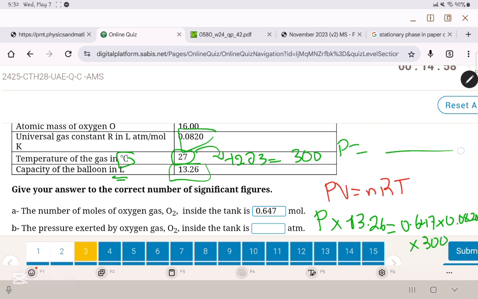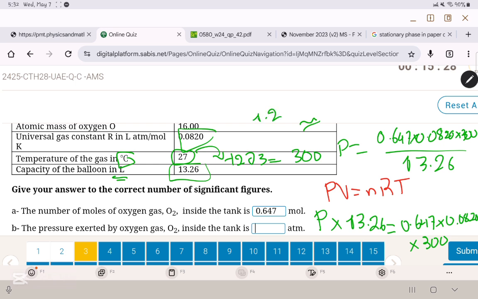So now the pressure is equal to what? It's equal to 0.647 times 0.0820 times 300 over 13.26. Let us put it together on the calculator: 0.0820 times 300 over 13.26. It will give you an answer which is approximately, to 2 significant figures, 1.2.